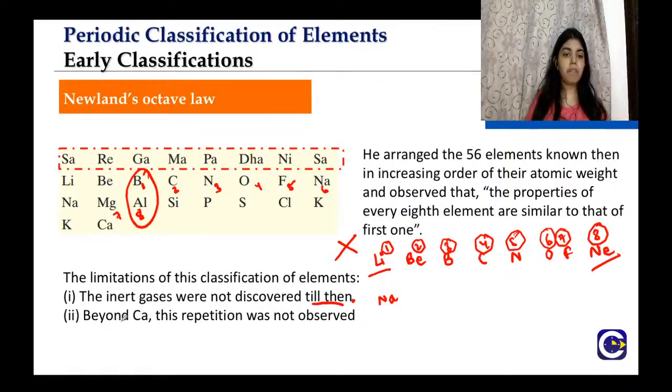Now the second one is that beyond calcium this repetition was not observed. So he could classify the elements only till calcium using his law. After calcium he was not able to classify the elements.